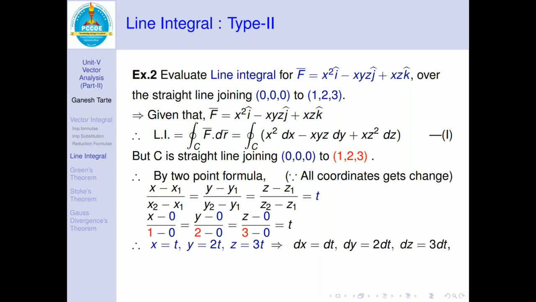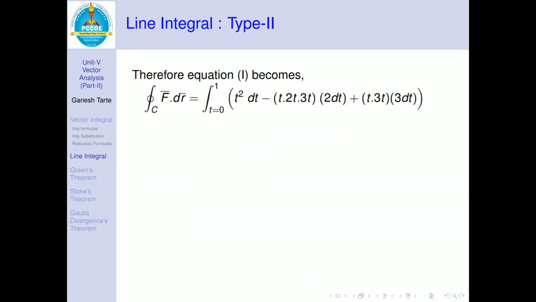So we get everything in terms of t, and we calculate the limiting values of t. As we defined here x equals t, the limiting values of x and t are the same. x changes from 0 to 1, and therefore t also changes from 0 to 1. So using these values in equation 1, we get the integral from 0 to 1 of t square dt minus t into 2t into 3t, that is x into y into z, into dy, which is 2 dt, plus x into z, that is t into 3t, into dz, where dz is 3 dt.